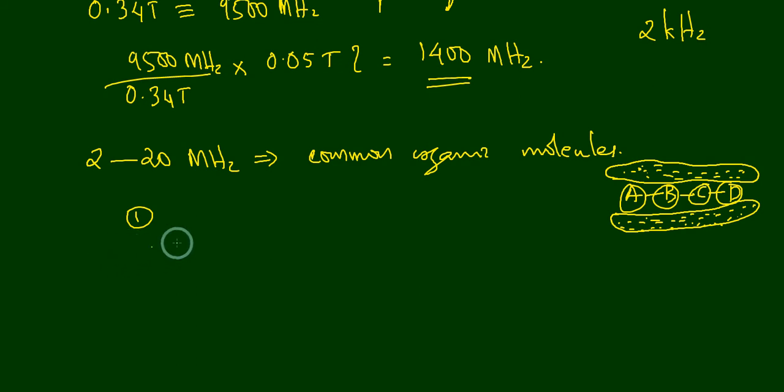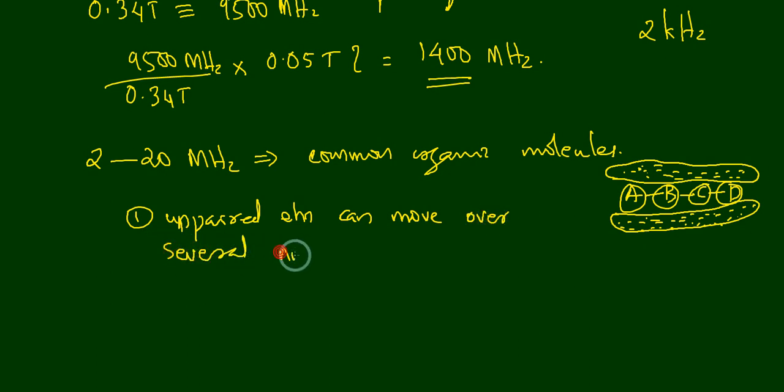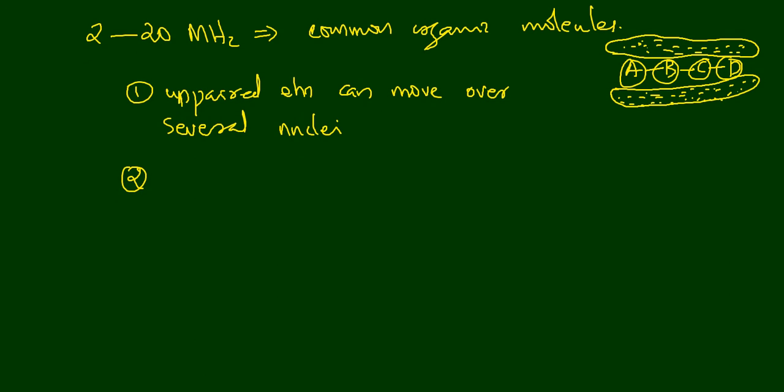So the first reason is that the unpaired electron can move over several nuclei. Okay, this is the first reason. Now again we are going to quantify the reasons. Okay, and the second reason is connected to the first itself.